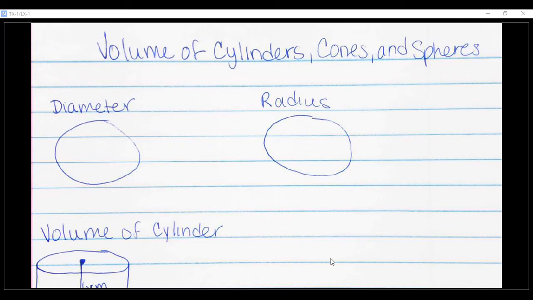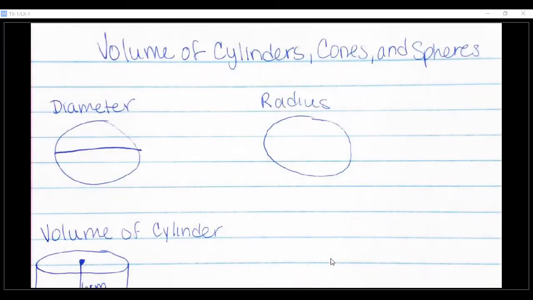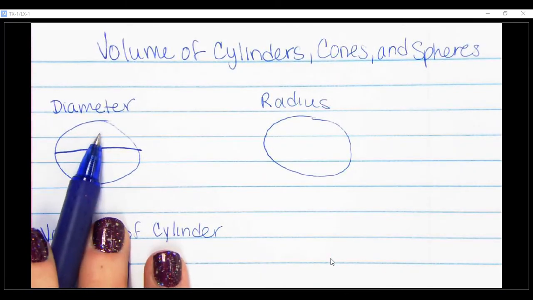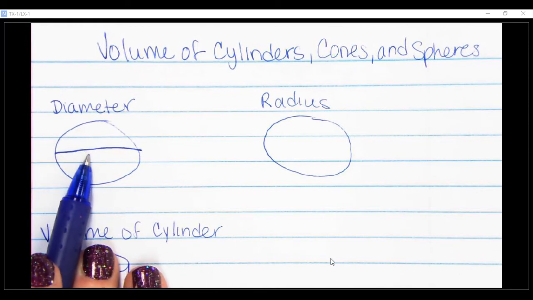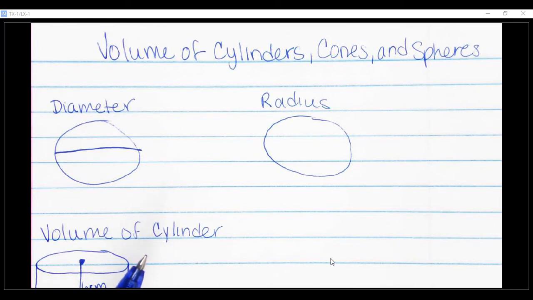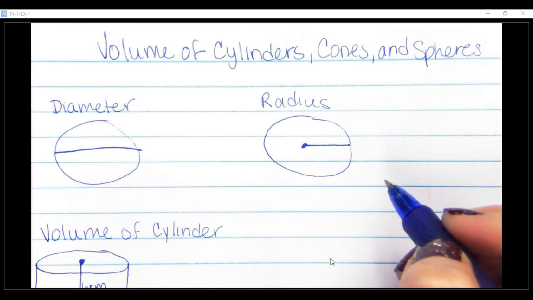So let's get started. Before we go to any equation, it is important to remember the difference between diameter and radius. Now, both of these terms come from a part of a circle. The diameter is the distance all the way across the circle. This is something that you might see in your papers, but we don't actually need the diameter in order to calculate the volume of cylinders, cones, or spheres. Instead, what we're looking for is what's called the radius, and that is half the distance across the circle.